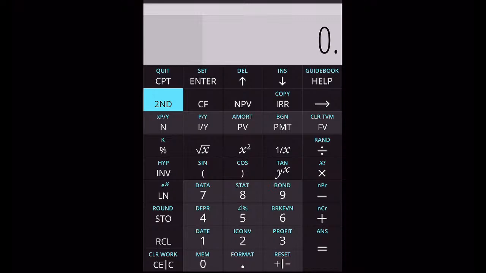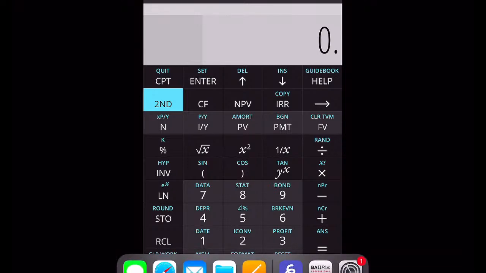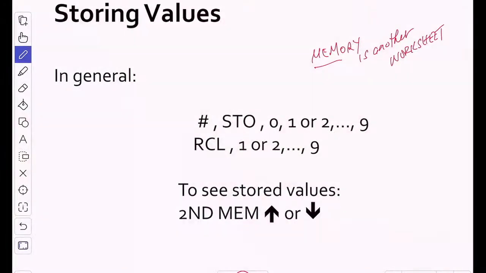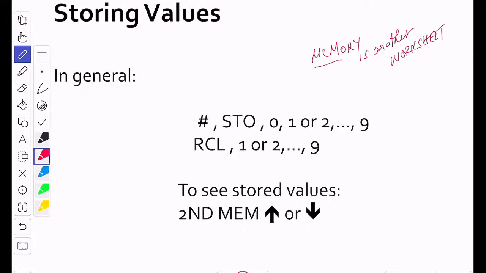All right, so again, if you don't understand exactly why I'm doing all this, it'll all make sense later. You'll see I'll be using these tools. You can also recall 0 here. So there's 10 memory slots.